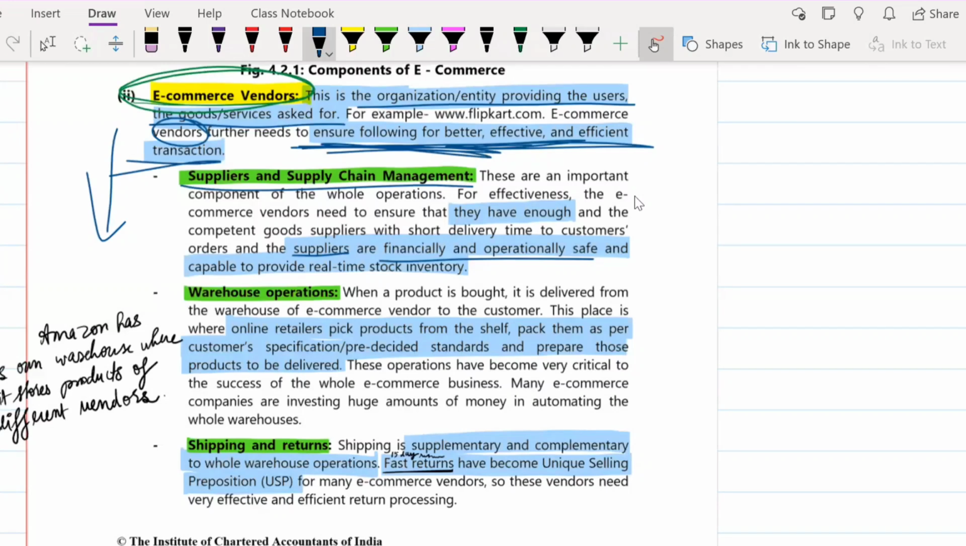Correct. So here the suppliers would need to be very financially and operationally safe and be able to provide real-time stock inventory also. So that is one thing that the e-commerce vendor has to take care of.